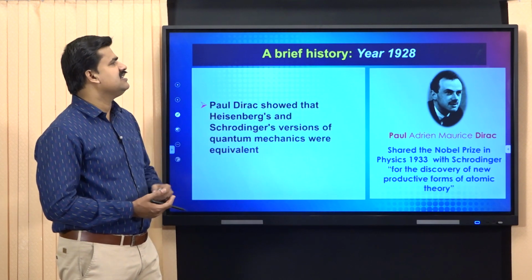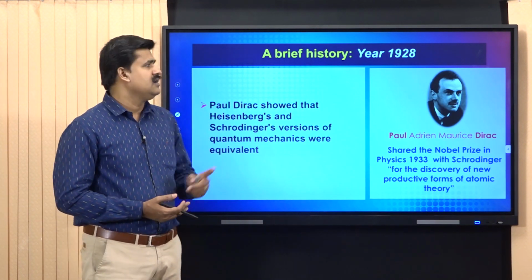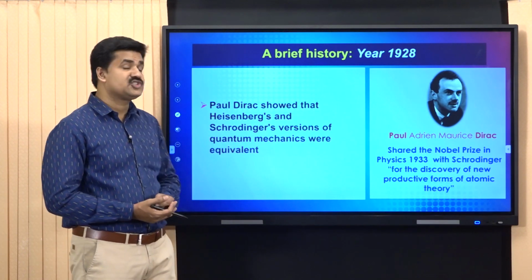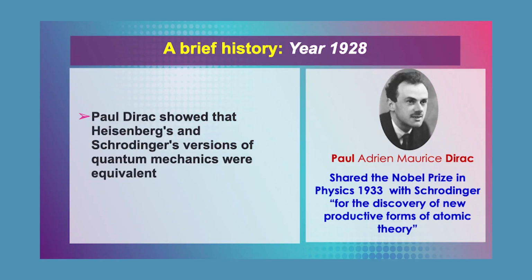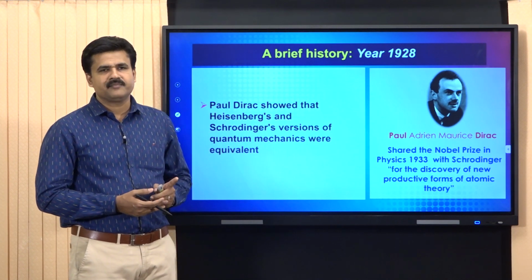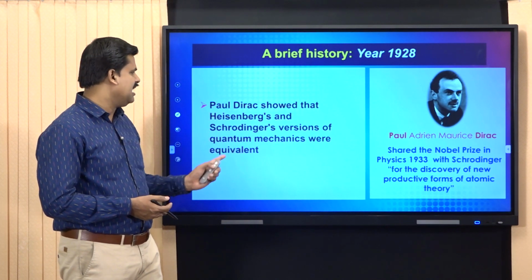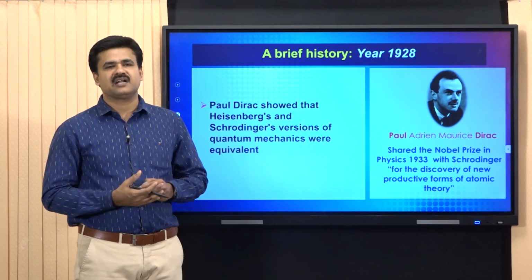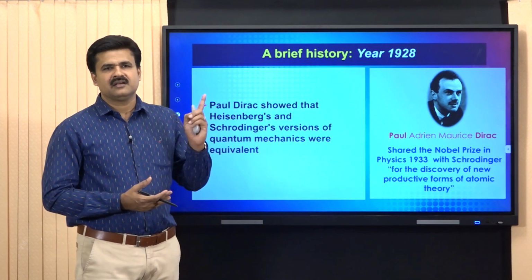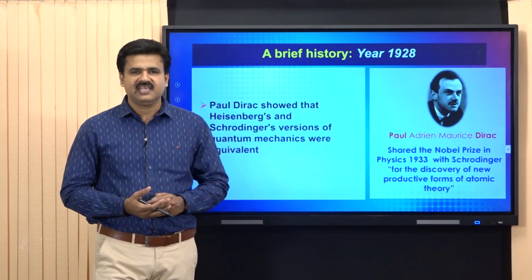And in the year 1928, the major contribution is from Paul Dirac. Paul Dirac showed that Heisenberg's matrix mechanics and Schrodinger's wave mechanics, that is the versions from Heisenberg and Schrodinger, are equivalent. That means the two versions proposed by two scientists, Heisenberg and Schrodinger, led to the same conclusions. This notable information was proposed by Paul Dirac in the year 1928.